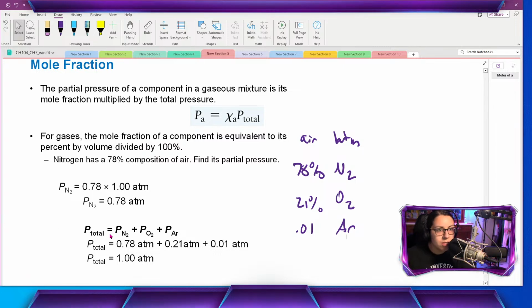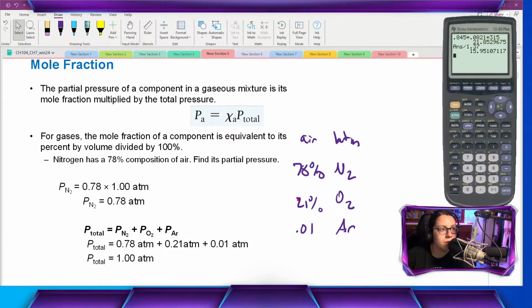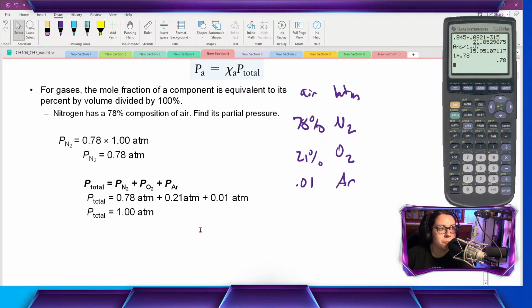And so they've done the math for us over here. This is our percentage, so this could be our mole fraction. All they did is take 1 atm times the composition, so times our percentage, 0.78. And that gave us 0.78 atm for our pressure of nitrogen. And then that would correspond to 0.21 for oxygen and 0.01 for argon. And then again, all other trace components.